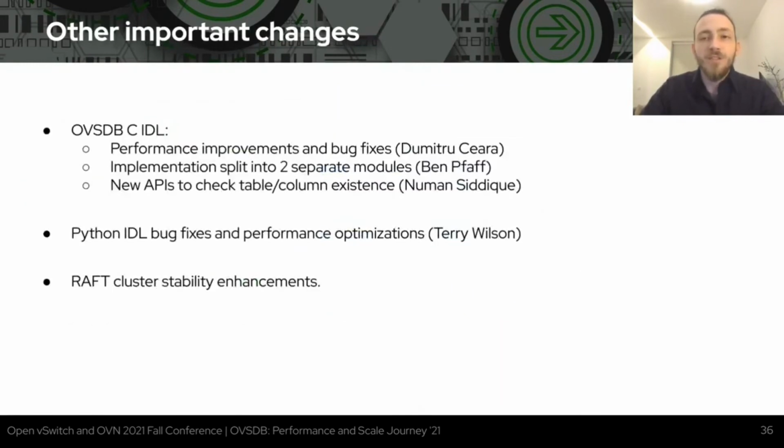And of course, these changes are not the only ones that made it in this year. There are plenty of changes in OVSDB IDL for the client part of the database. Thanks to Dumitru for performance improvements and fixing bugs. There is also an implementation split into 2 separate models made by Ben, which allowed a simpler implementation of the relay model. Thanks to Numan for new APIs to check table columns existence. And special thanks to Terry for taking care of Python IDL. There were also enhancements and fixes for the Raft cluster stability.